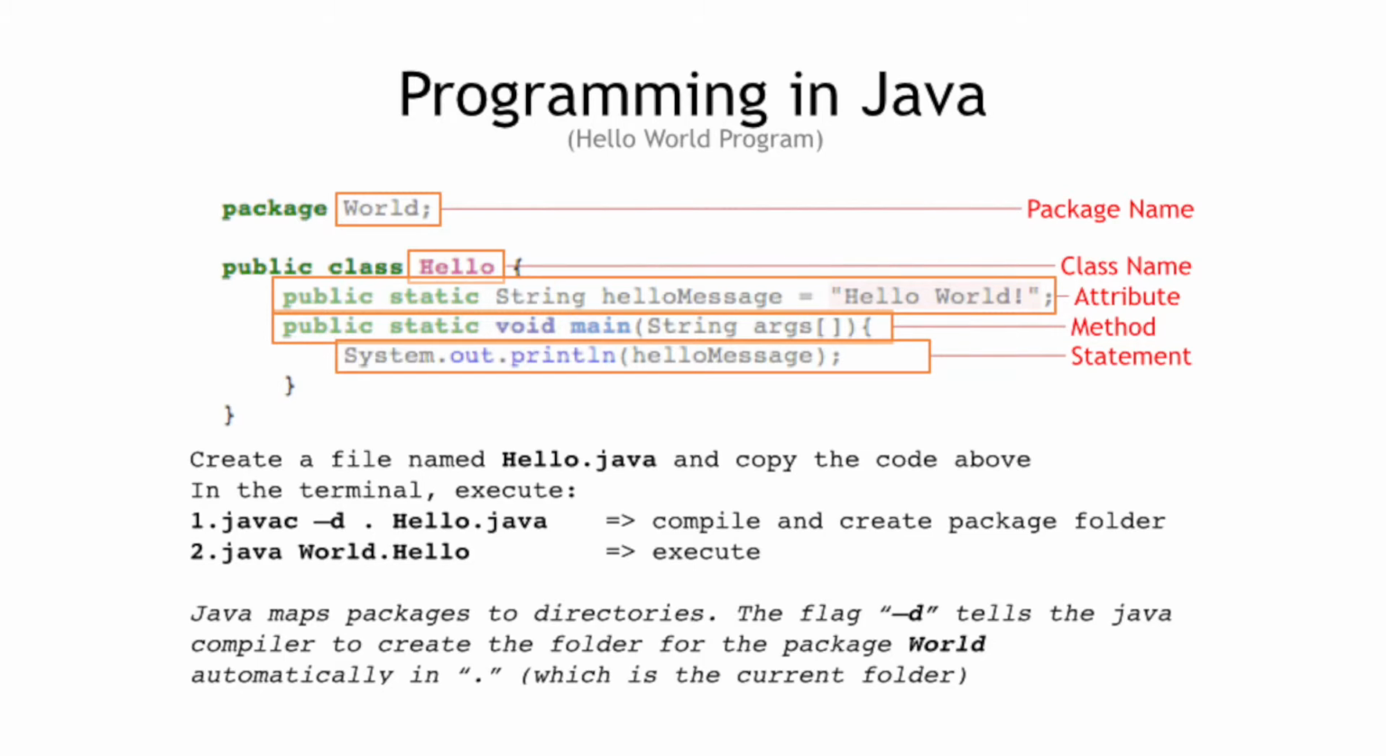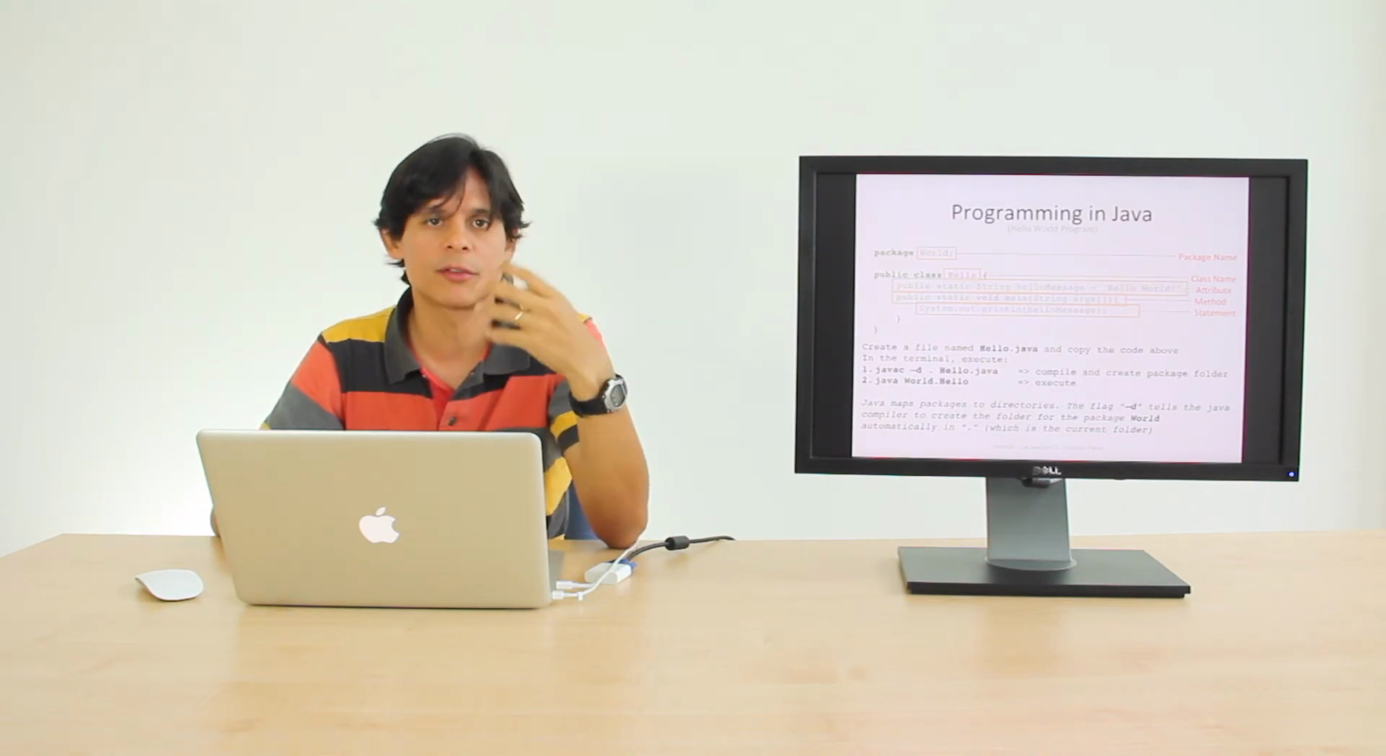Take a look here that in this case the Java compiler takes a flag, the -d flag. This is because we are using a package, and Java maps these packages to directories. So the flag -d tells the Java compiler to create the folder for the package world automatically in the current directory.